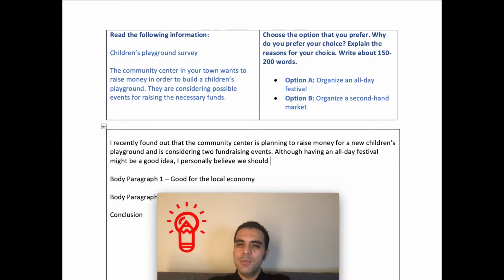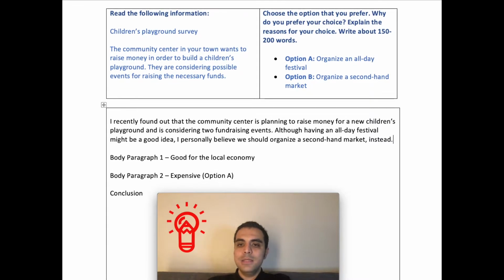Go with is something that we do use a lot, but after all, it is a phrasal verb, and you should try to avoid using phrasal verbs if you have a better single verb alternative. In this case, I'm going to say, I personally believe we should organize a second-hand market instead, right? Okay, that is pretty much everything you need in a good introduction.